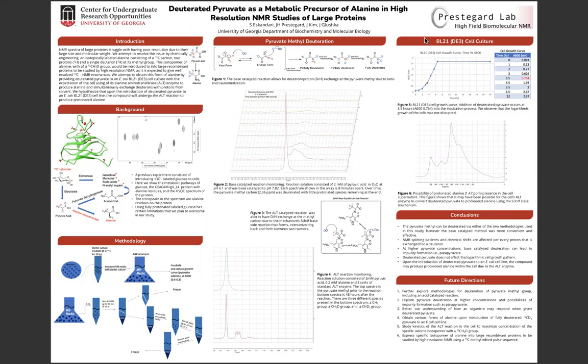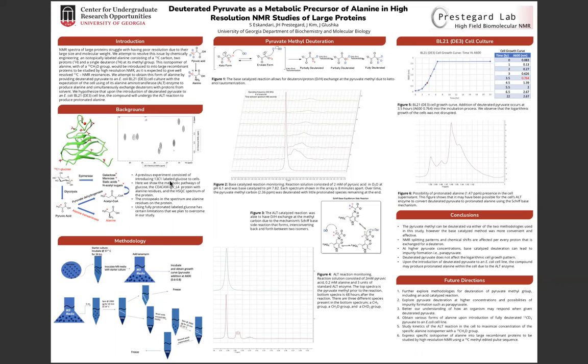Large proteins typically struggle with NMR resolution because they tend to tumble slower in solution than smaller proteins do. And we're going to attempt to resolve this issue by engineering an isotopically labeled form of alanine consisting of a 13CH2D group. This form of alanine is going to give us sharp peaks in high resonance when we introduce it into a large recombinant protein. And we're going to use a methyl edited pulse sequence so we can quantify our peaks very well.